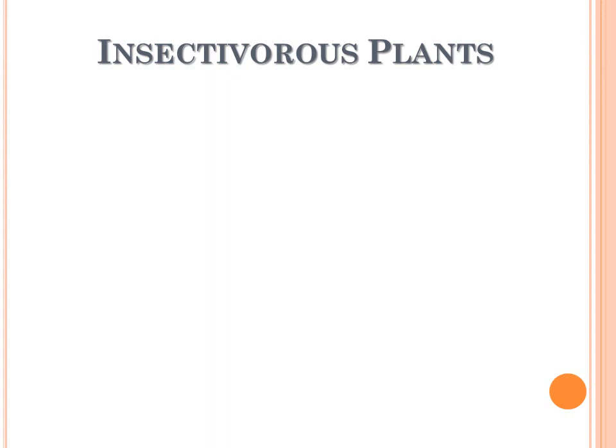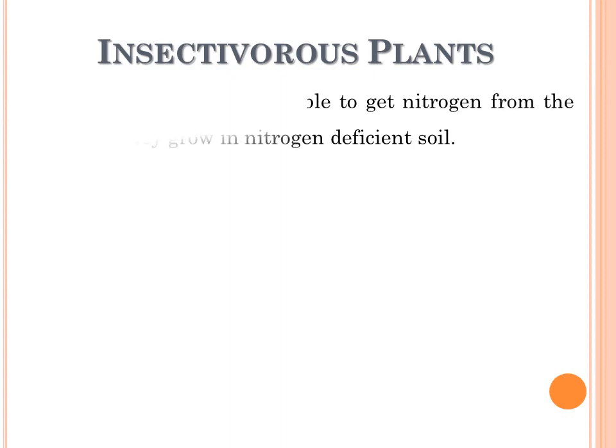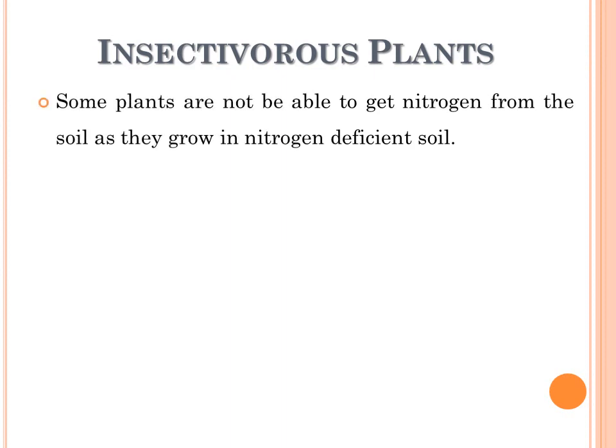To the insectivorous plants. Some plants are not able to get nitrogen from the soil as they grow in nitrogen deficient soil. Plants also need minerals and all types of substances from the soil. So if they do not get nitrogen, they cannot make the protein substance.